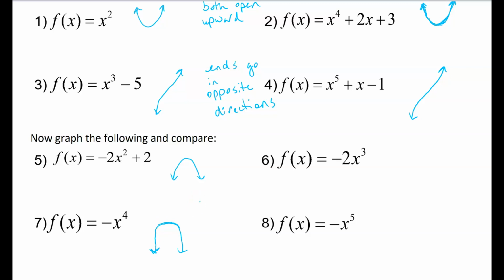Alrighty. What do we notice about the two of them? They both open down. Both ends open down. Oh, these are positive and negative. Okay. How about in 6 and 8? They are line snakes, but they're reflected, so they're coming from the other direction, the negative direction. So if it's odd, it's a line type thing. Otherwise, it's a parabola.